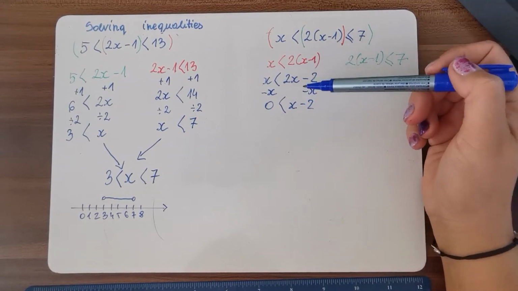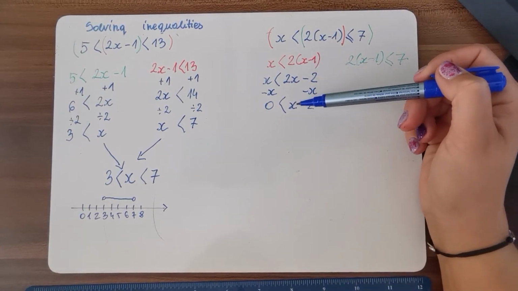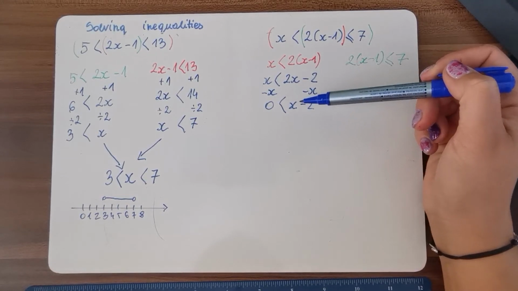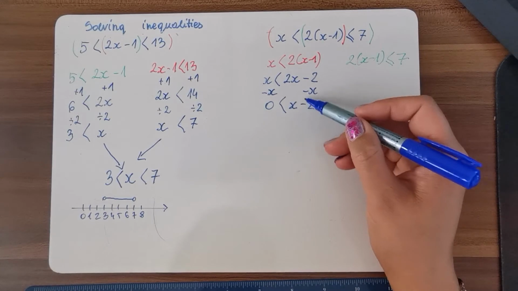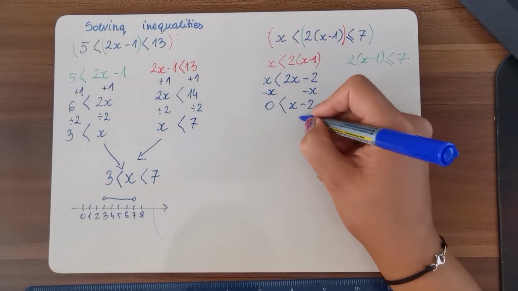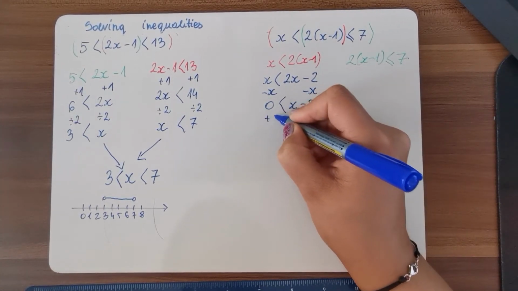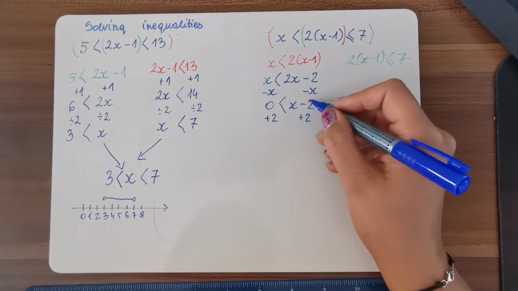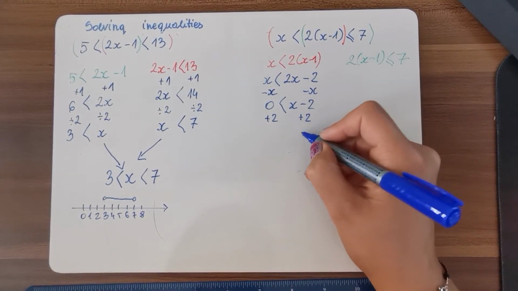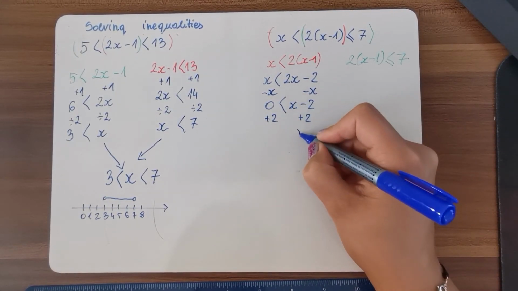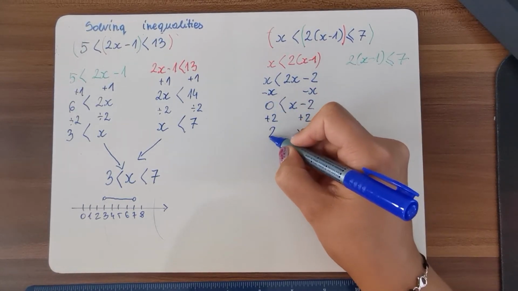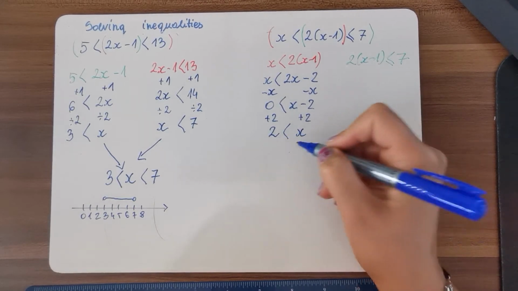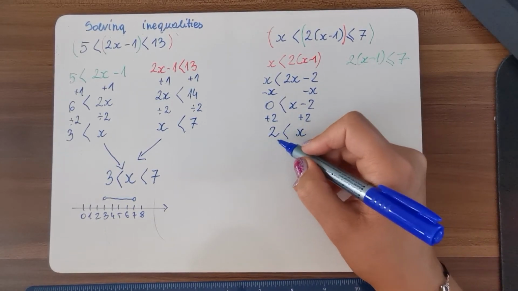remember, we always want to have x on one side of the inequality or equation and all numbers on the other side. So to cancel out negative 2, we need to add 2 to both sides of the inequality, and we will get, on the right-hand side, x minus 2 plus 2, x. On the left-hand side we will get 2. So 2 must be smaller than x, or x must be larger than 2.